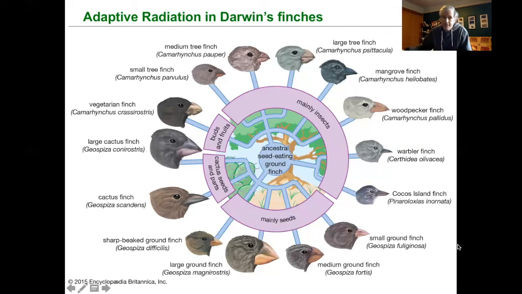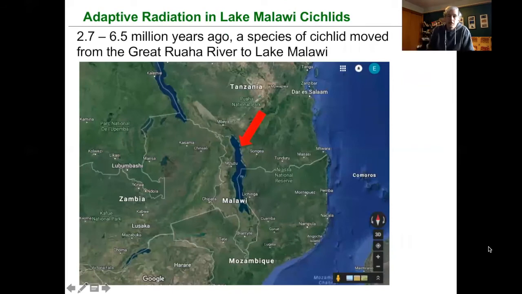The most dramatic example is the group that we talked about previously, the adaptive radiation in Lake Malawi cichlids. And the really nice thing about Lake Malawi cichlids is because there's so many more of them, more species, there's a lot more data to work with. So the story of the Lake Malawi cichlids is, it's estimated based on genetics that about 2.7 to 6.5 million years ago, a single species of cichlid moved from the Great Ruhr River into Lake Malawi. So there's a whole suite of rivers around here, and it arrived in Lake Malawi.